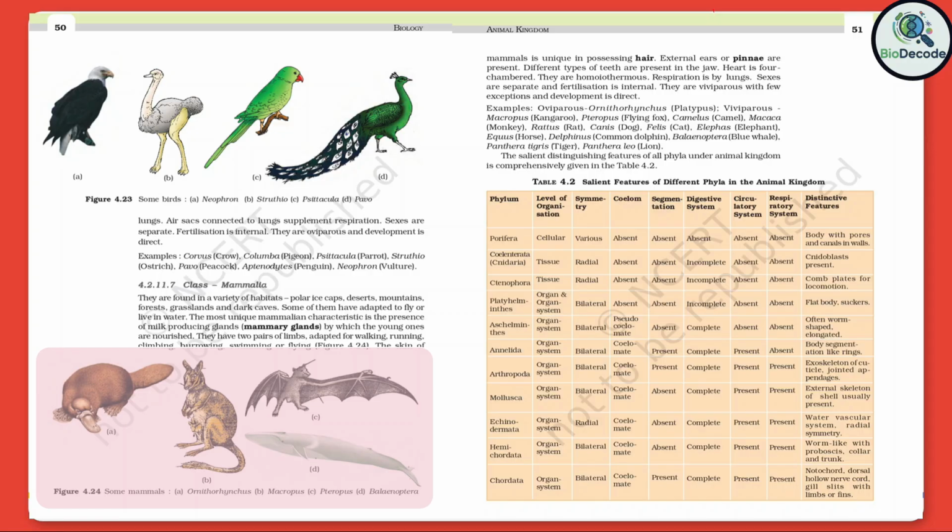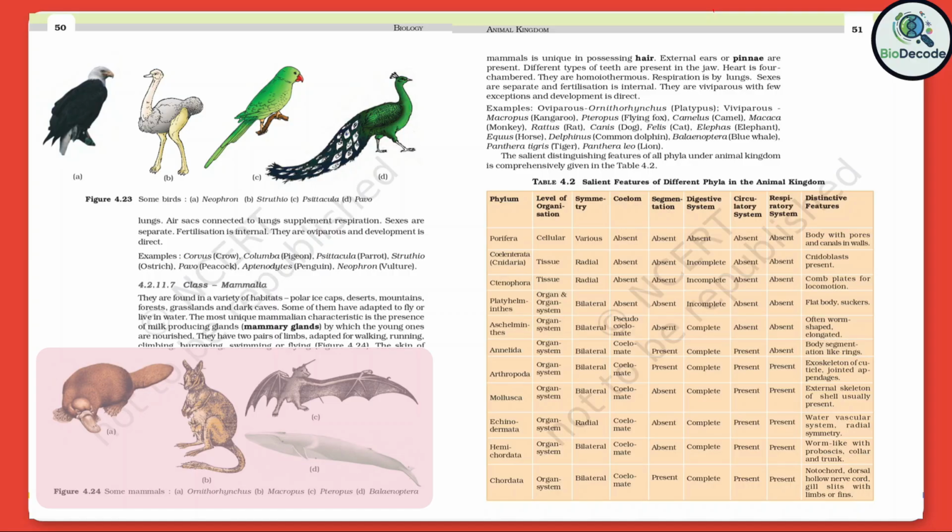This figure illustrates the diversity and adaptive specialization within class Mammalia, the most advanced class of vertebrates. A. The Ornithorhynchus platypus, a monotreme or egg-laying mammal. It exhibits primitive mammalian features like egg-laying and cloaca, alongside advanced traits like mammary glands for lactation. The duck-like bill is electroreceptive, helping it locate prey underwater.